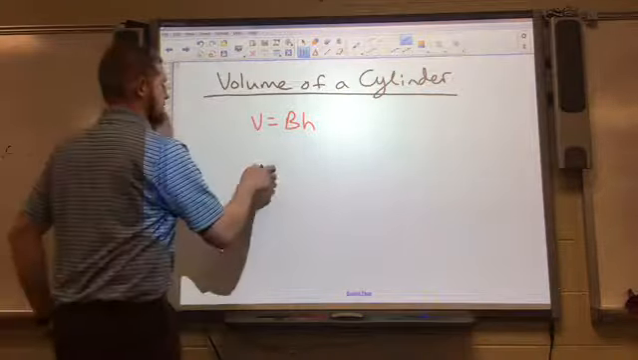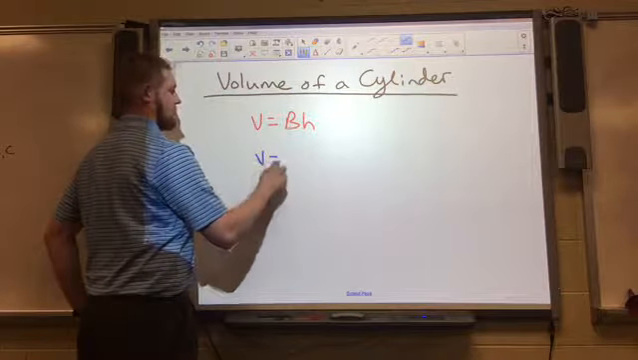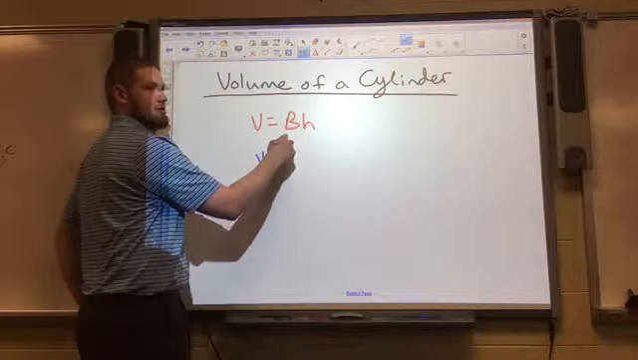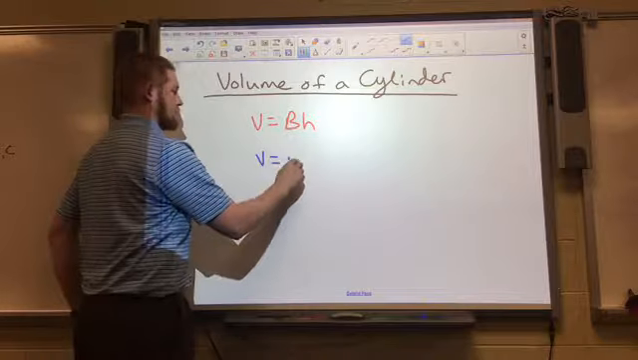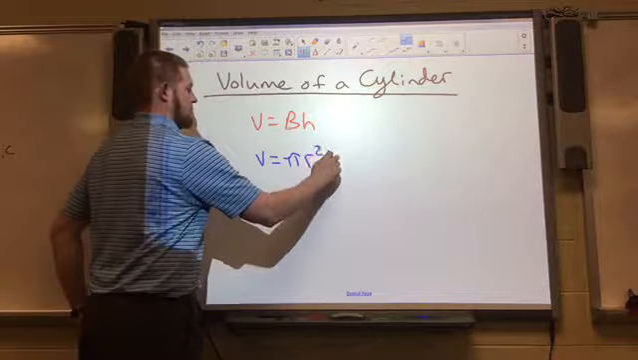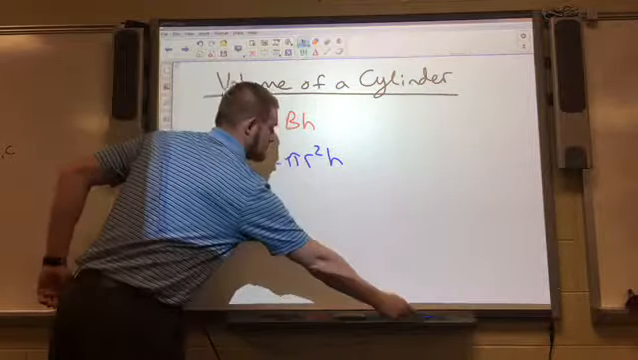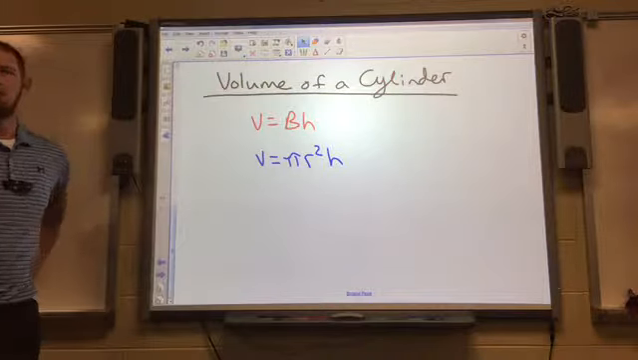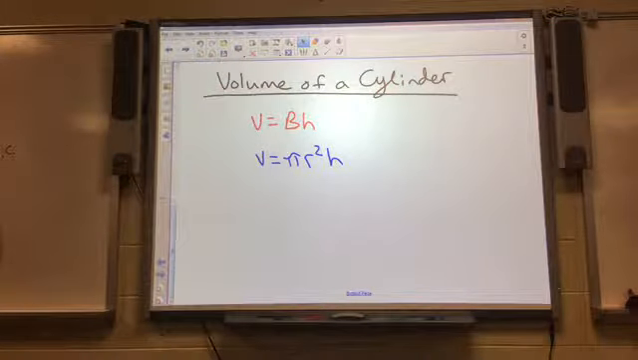So if you wanted to, you could tell me that the volume equaled, how do you find the area of the base then? Pi r squared times h. Would those two things be exactly the same? Yeah, because the base is a circle, so the area would be pi r squared.